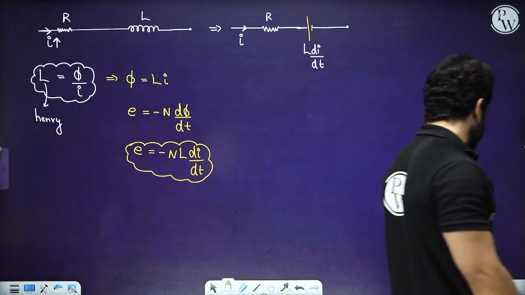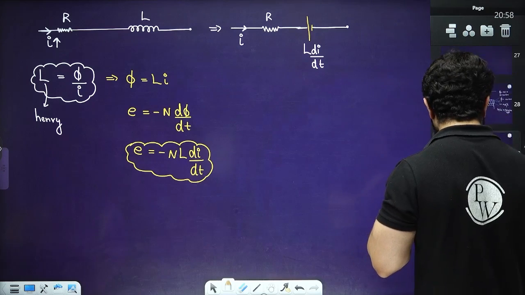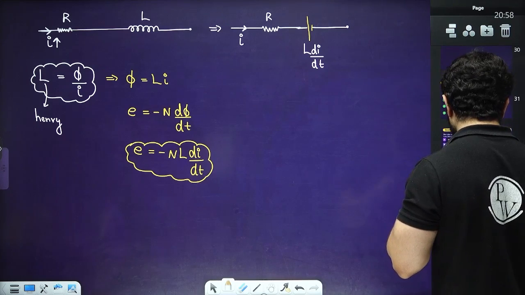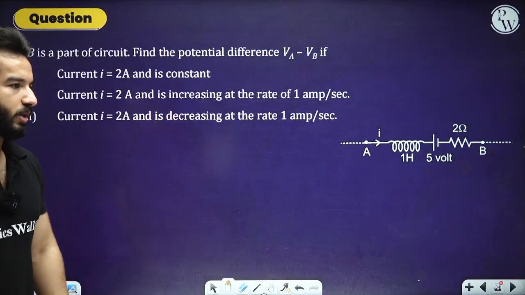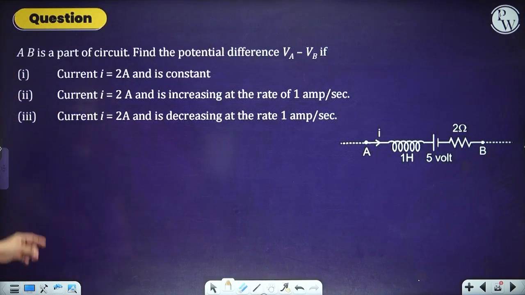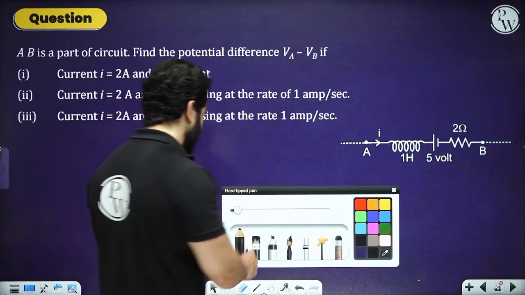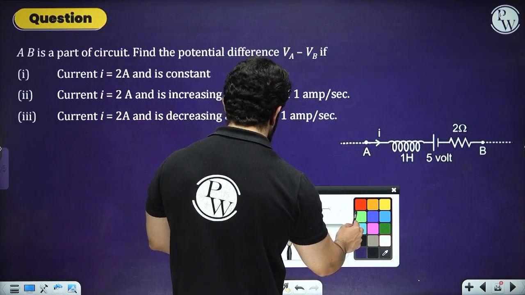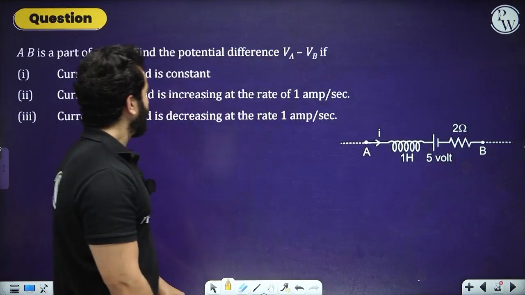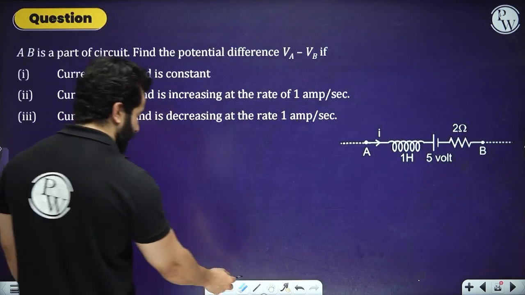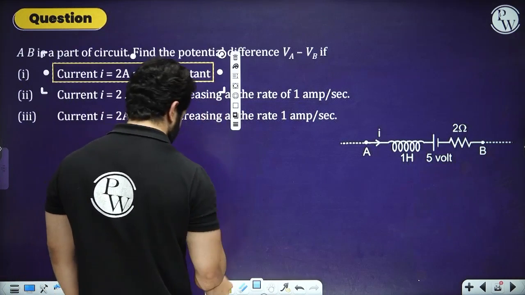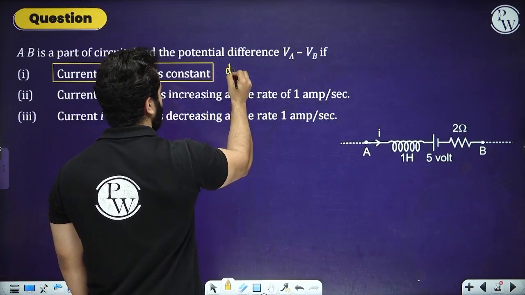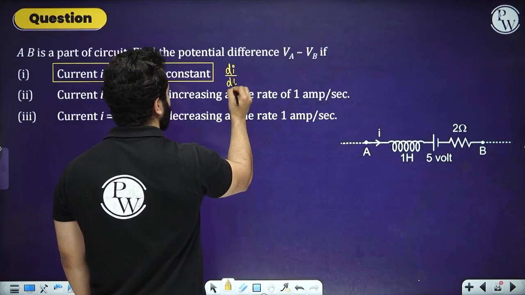So for this particular thing, let's have a look at one example that I have over here. It is something like this. We have three questions clubbed in one. AB is part of a circuit. Find the potential difference between point A and B. Okay. If current is 2 ampere and it is constant, it means that di by dt is 0. So there will be no induced EMF because of the inductor.